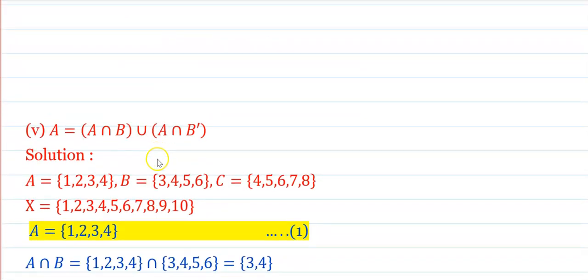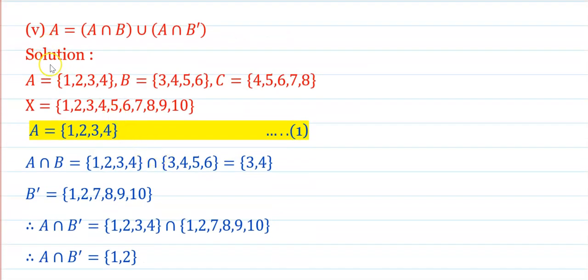Okay. Now the next. A is equal to A intersection B union A intersection B complement. This is A, 1, 2, 3, 4. Now find out A intersection B. दोघातले common 3 and 4. B complement is other than 3, 4, 5, 6 but which are in X. The elements are 1, 2, 7, 8, 9, 10. Now their intersection. A intersection B complement: 1, 2, 3, 4 intersection with 1, 2, 7, 8, 9, 10. Which are the common? 1, 2 is common.